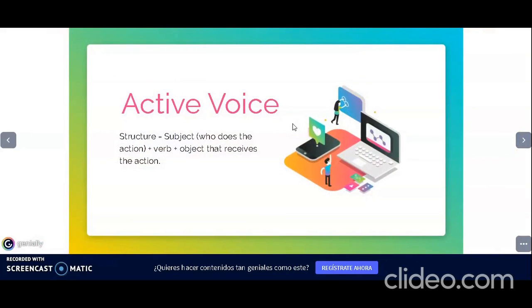The active voice. The structure of a phrase in active voice is the most common, the one we learn first and the one we use most. The structure is: subject who does the action, plus verb, plus object that receives the action.